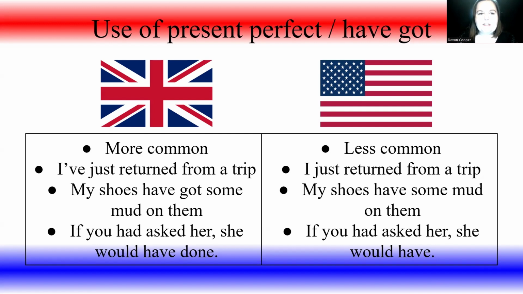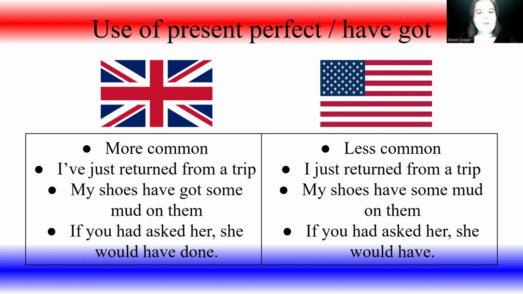So, whereas in British English, they might say, I've just returned from a trip, right? We tend to drop that sound and we tend to just say, I returned from a trip, which actually converts it into a past simple tense. In British English, have got is such a common expression. So my shoes have got some mud on them. Whereas in American English, we might just say my shoes have some mud on them.